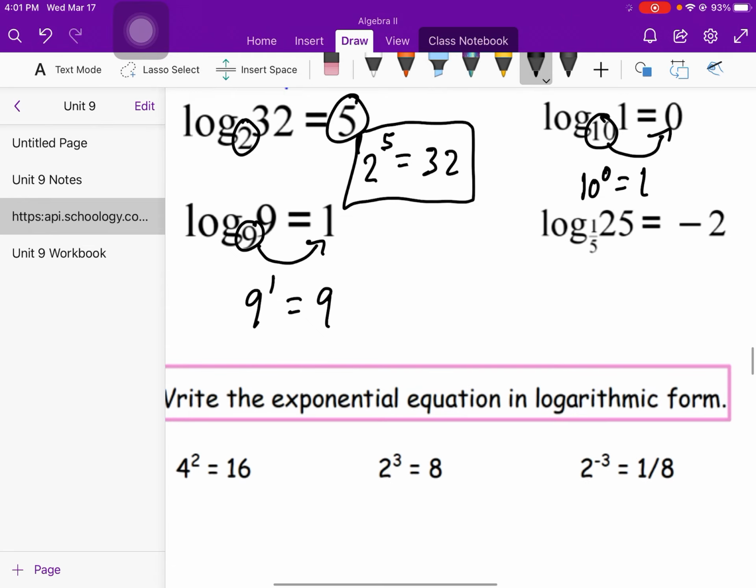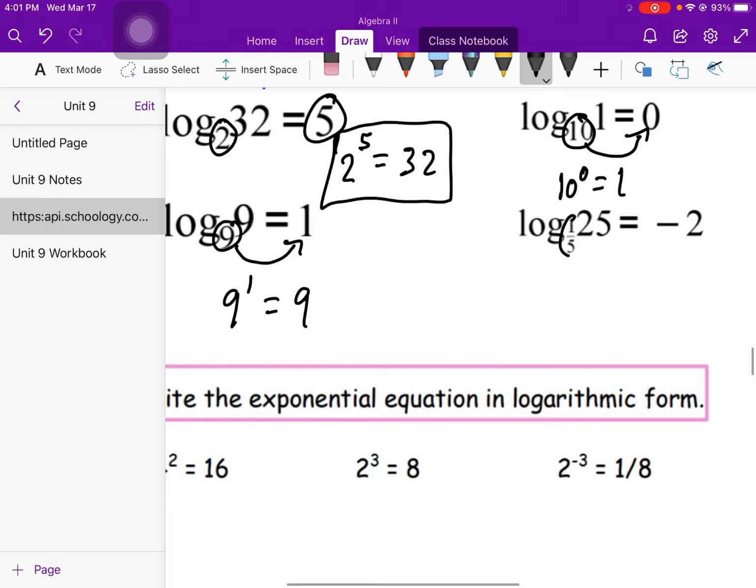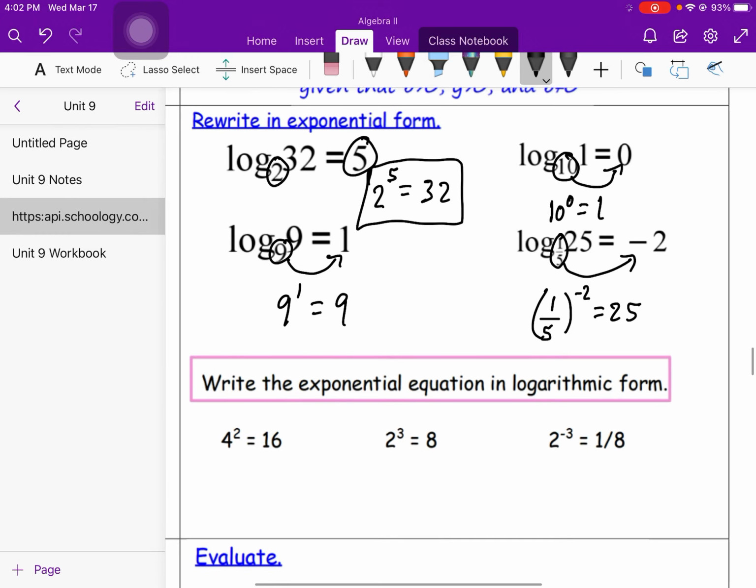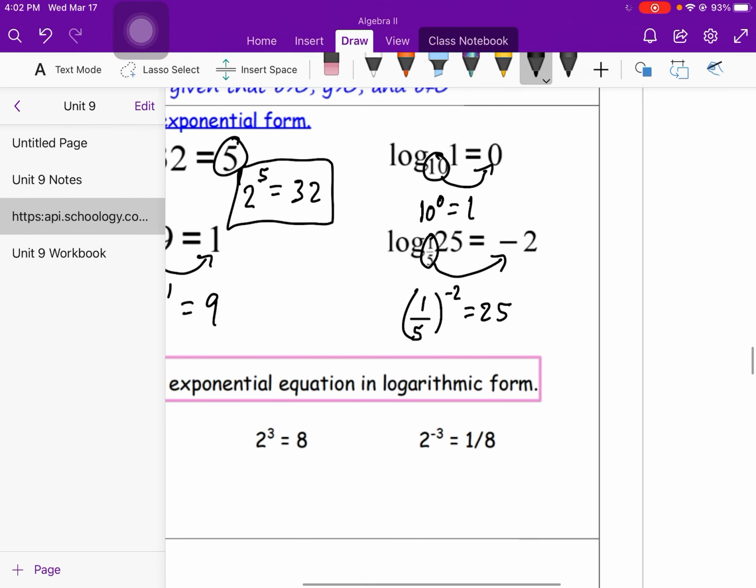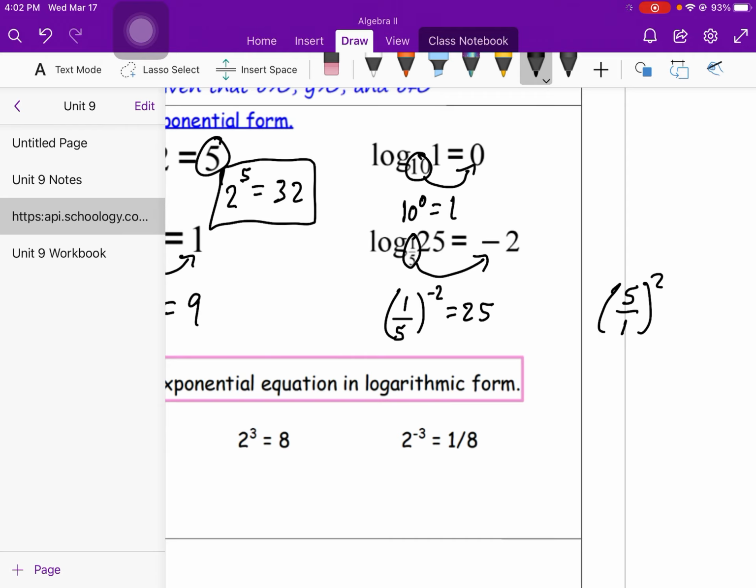This one you have to be a little careful of, because we have 1/5 as our base, and we're taking that to the -2 power. So 1/5 to the -2 is supposed to equal 25. And if you think about it, what happens with a fraction and a negative exponent is it's just the reciprocal, and the reciprocal of 1/5 is 5 over 1, and then that would turn into a positive exponent, and this would end up being 25, 5 squared. So it does work out.